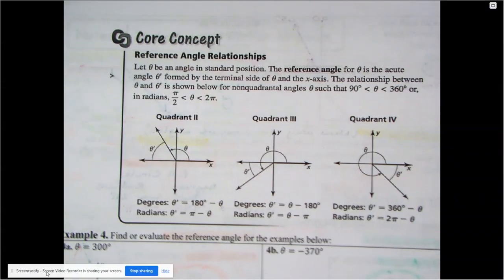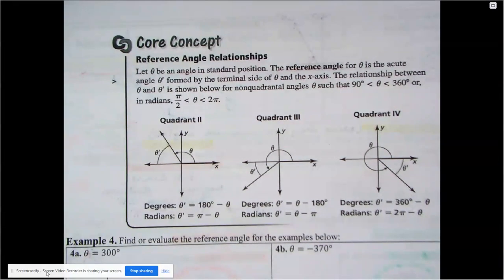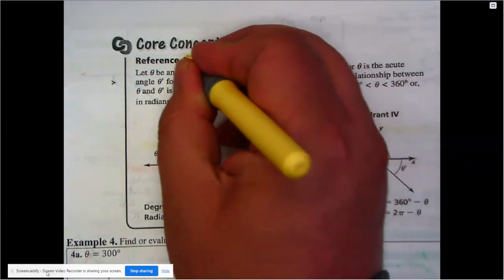Today we're going to be finishing up the notes 5.2. And today's topic is something called the reference angle relationships. So, to finish up this section, like I said, we're going to be talking about the reference angle.